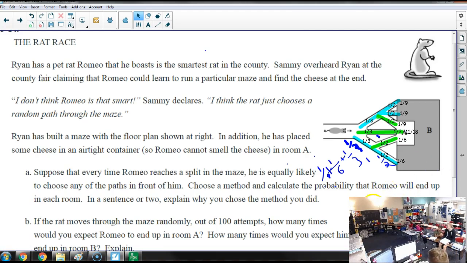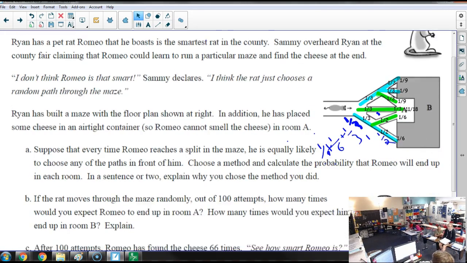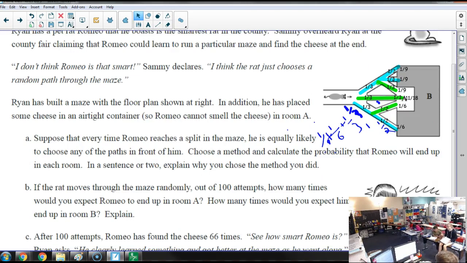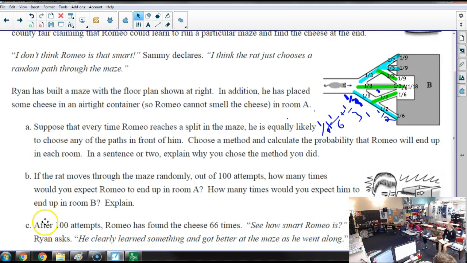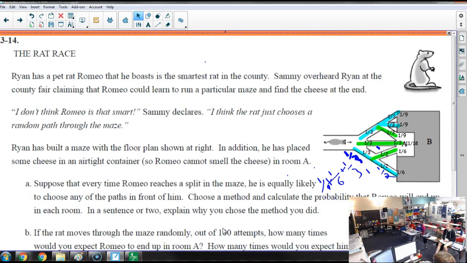Well, not never. It's not never that easy. Sometimes it is statistically accurate. So, after 100 attempts, Romeo has found the cheese 66 times. Wait, where's the cheese? In A? In B.